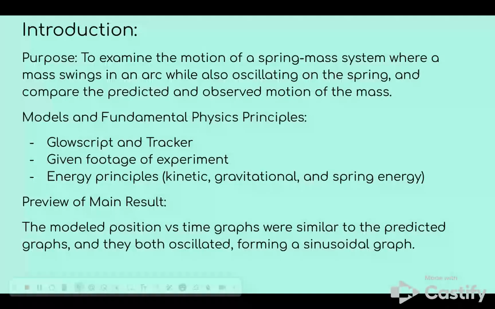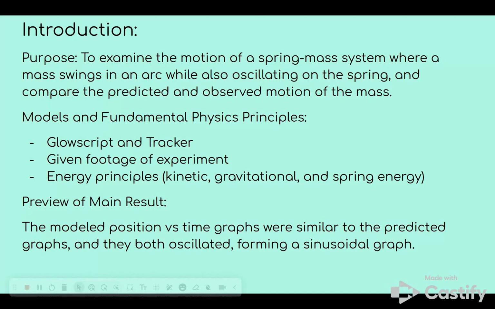Introduction. The purpose of this lab is to examine the motion of a spring mass system where a mass swings in an arc while also oscillating on the spring, and to compare the predicted and observed motion of the mass. The models and fundamental physics principles used were GlowScript and Tracker, given footage of the experiment, and the energy principles including kinetic, gravitational, and spring energy.